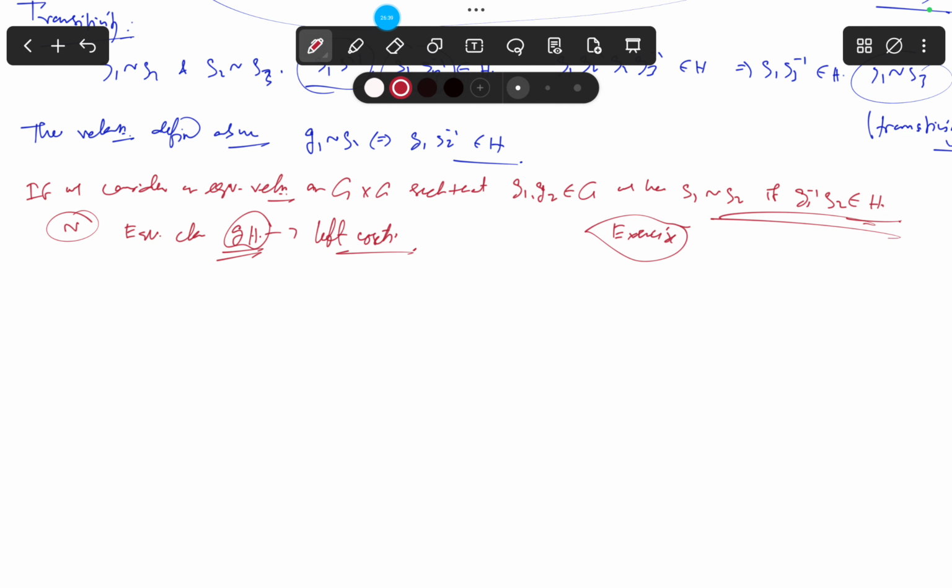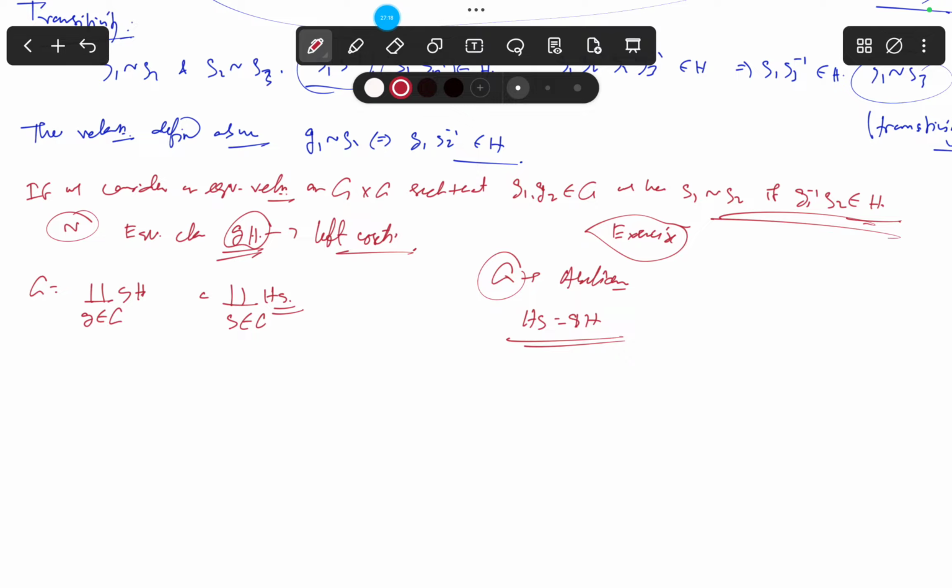Now that means we can partition G either in terms of the left cosets or the right cosets, small g in capital G such that it is Hg. Note that if we have G to be an abelian group, in that case your left cosets are the same as your right cosets.